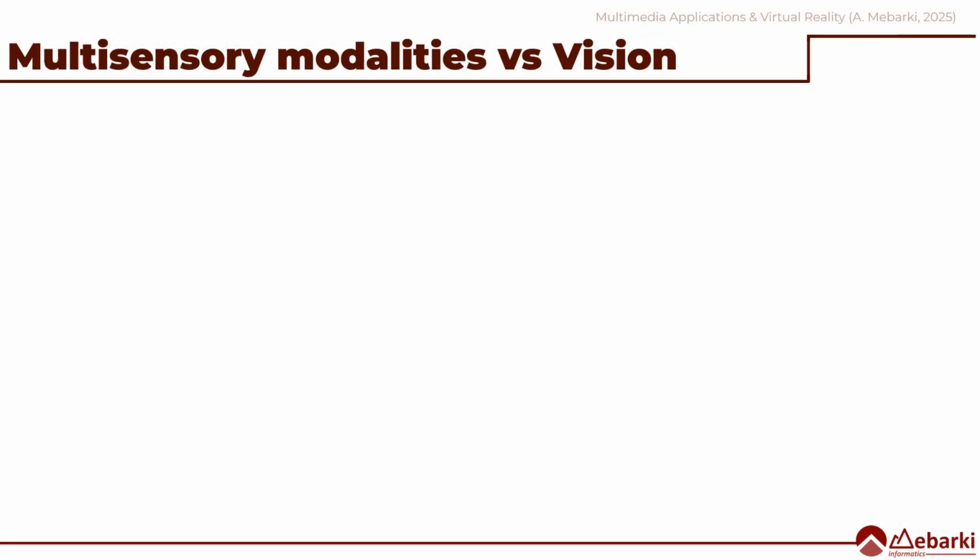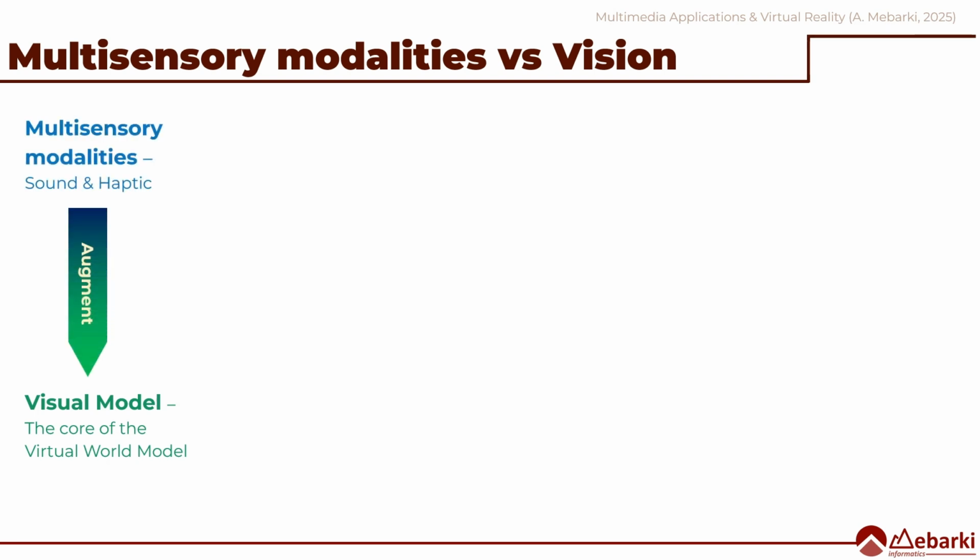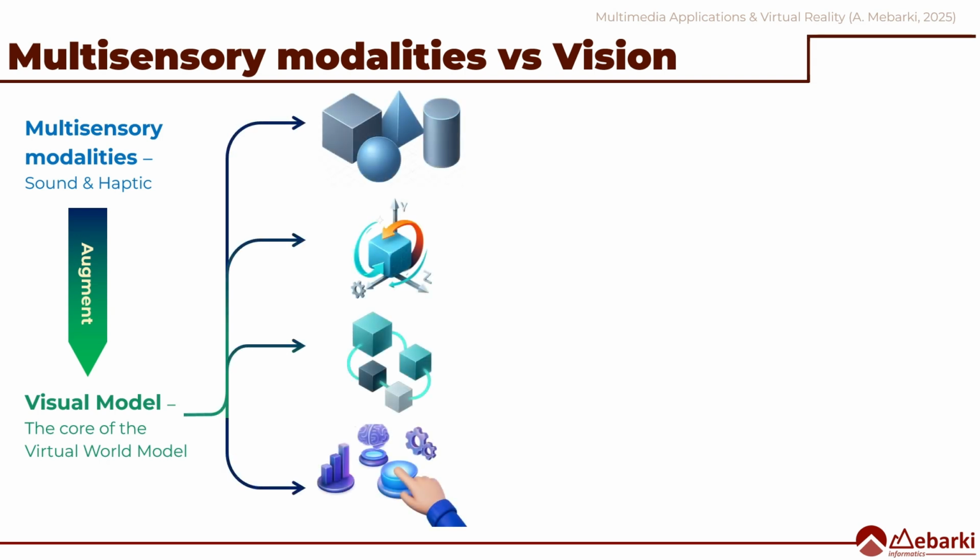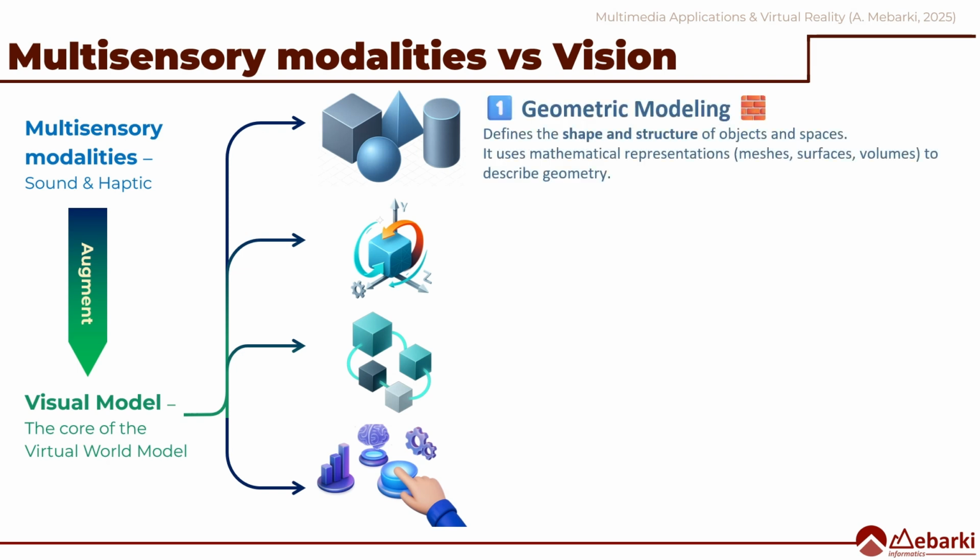The visual model forms the foundation of any virtual world. Other modalities, sound and haptics, are added on top to enrich user perception. Constructing the visual model typically involves 4 key stages. 1. Geometric modeling defines the shape and structure of objects and spaces. It uses mathematical representations, meshes, surfaces, volumes, to describe geometry.